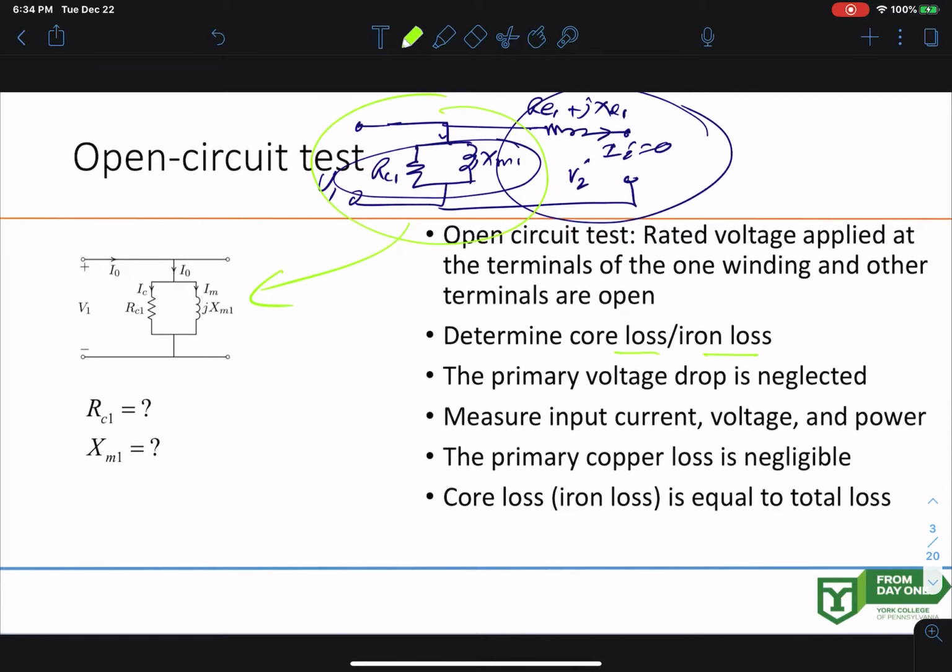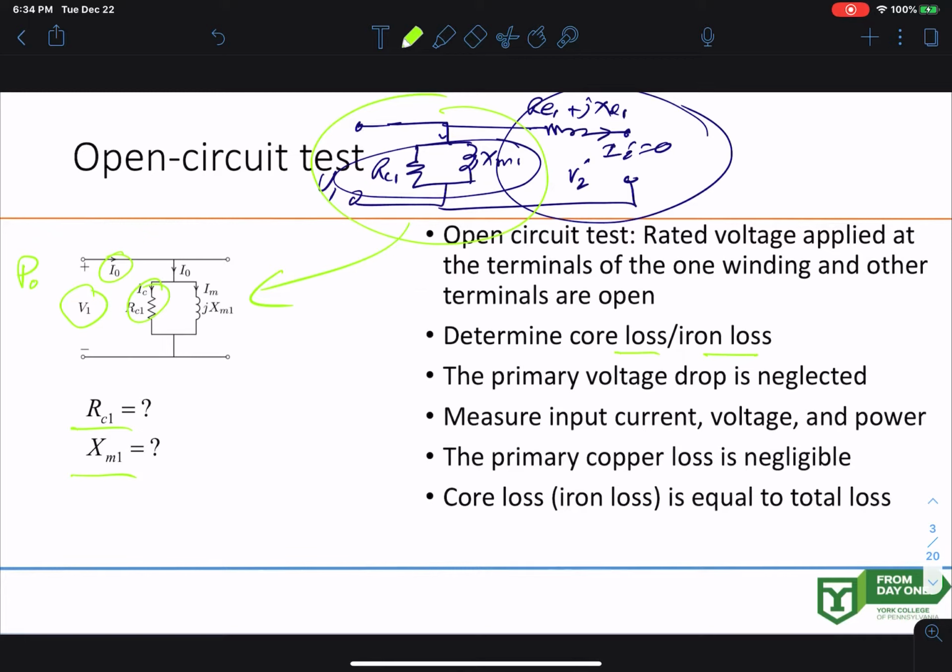And to do that, what are you gonna do? We're gonna apply a rated voltage to the primary and see what current is going there. On doing that, we also measure power, how much power you're supplying, that power that is lost in the resistance. So we have the reading for I0, the reading for V1, and the reading for the power. So how do you find these two parameters? That's what we're trying to find, right?